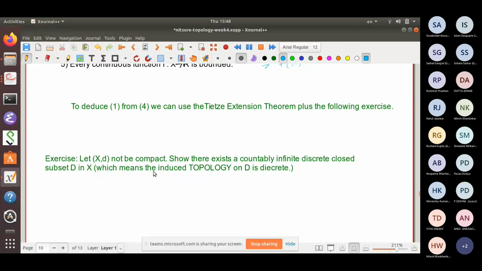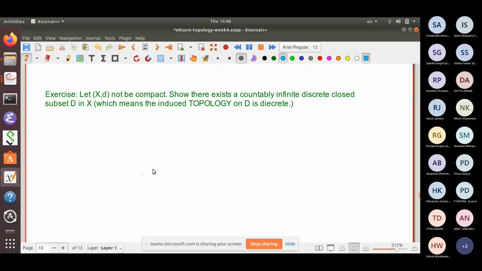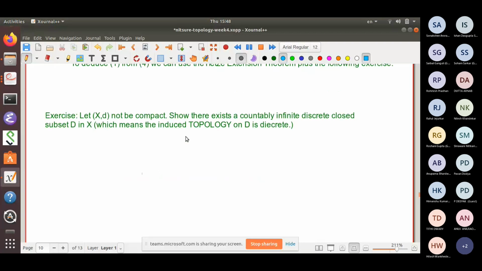Plus the following exercise. So let's at least address this exercise. If a metric space is not compact, show that there exists a countably infinite discrete closed subset, which means the induced topology on D is discrete. One of you was asking some time back what is a discrete subgroup. A discrete subgroup is one whose subspace topology is discrete. As a subset, it is discrete. So if it is not compact, show that there exists a countably infinite discrete closed subset.